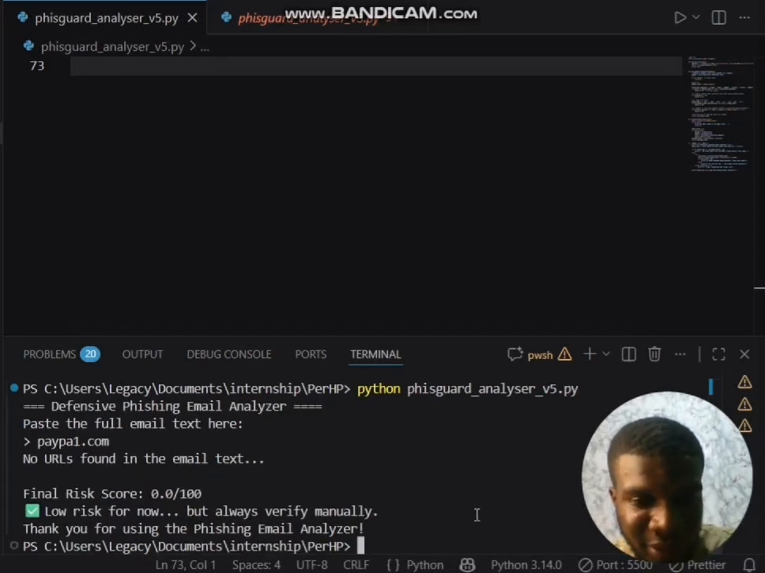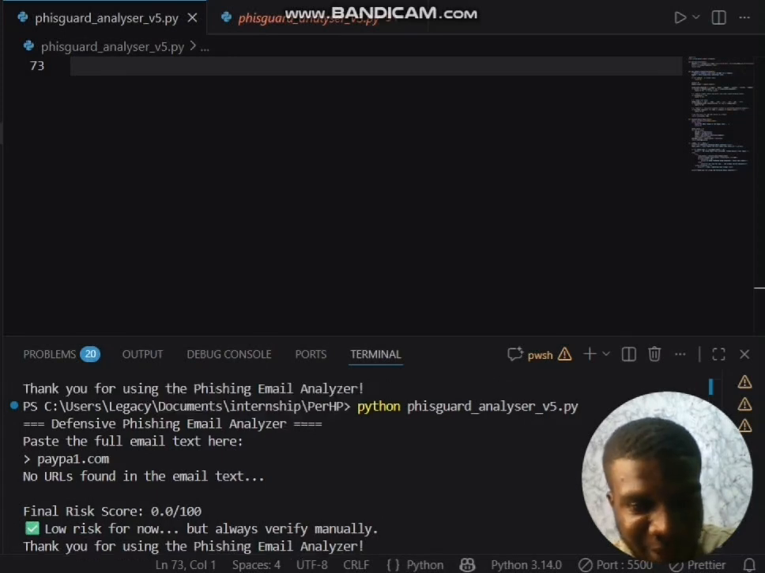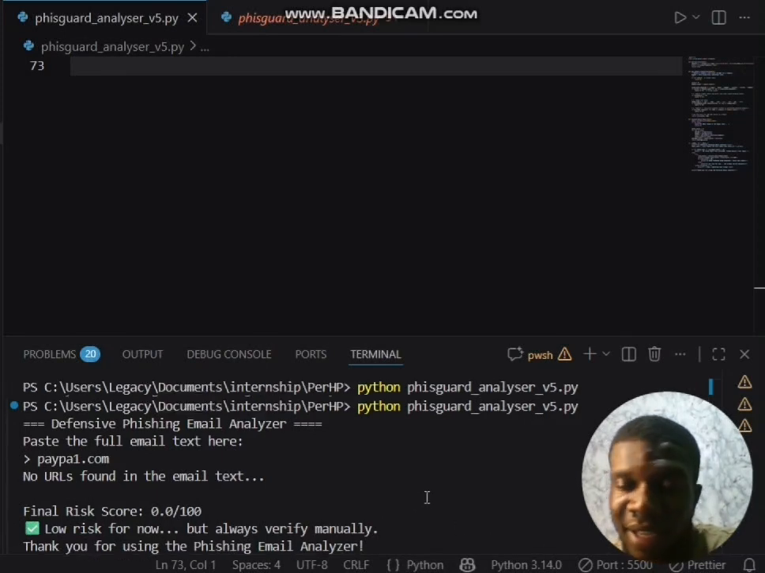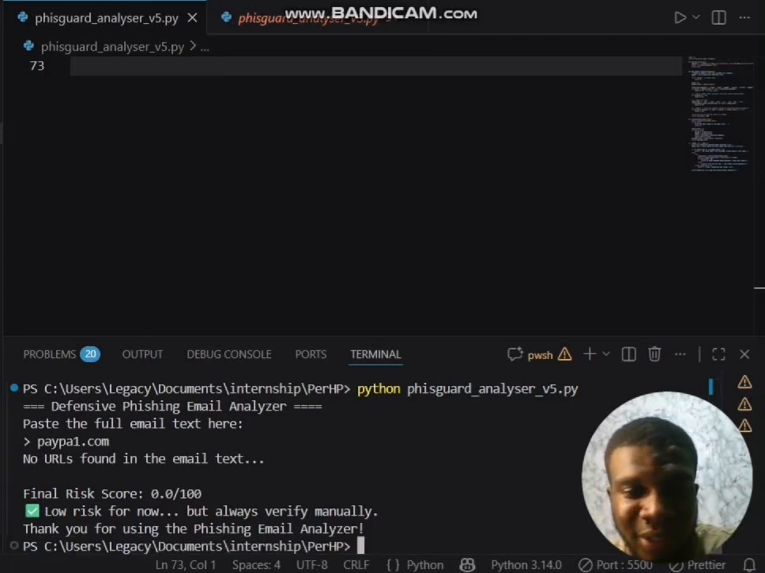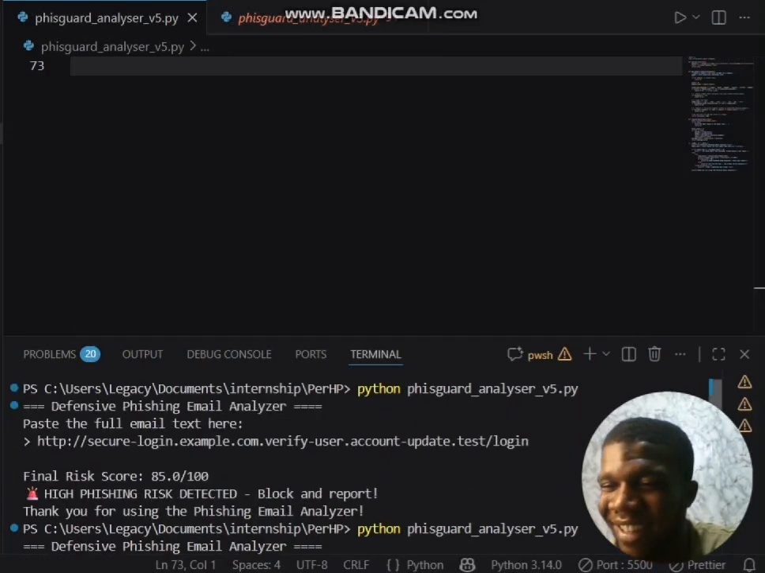Low risk. Bear in mind that this is a phishing link. This actually is a phishing link, but for some reason it flagged it as low risk. Right, so that's what I always try to say. This is just a test.